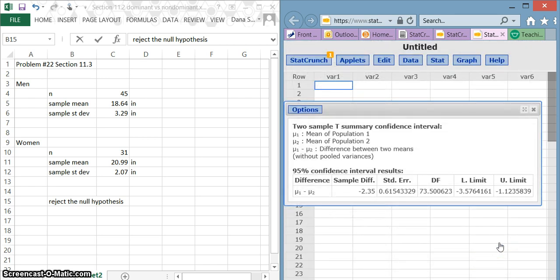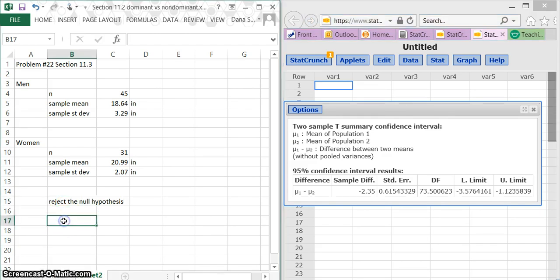It says that our confidence interval is between negative 3.5764 and negative 1.12358. I'm going to come over to the Excel spreadsheet and put this confidence interval in here. So let's say negative 3.58 to negative 1.12.